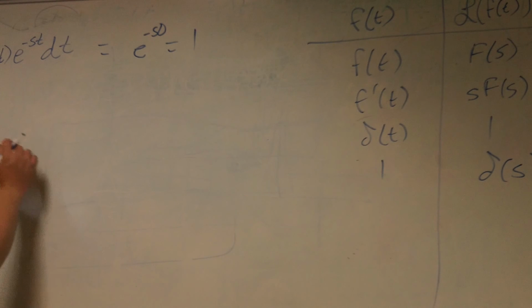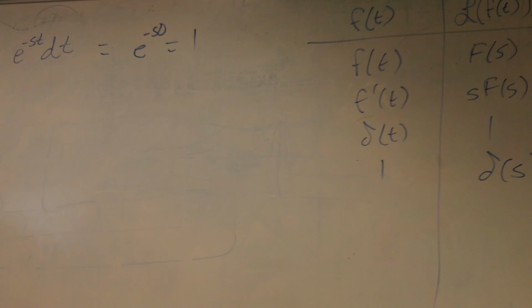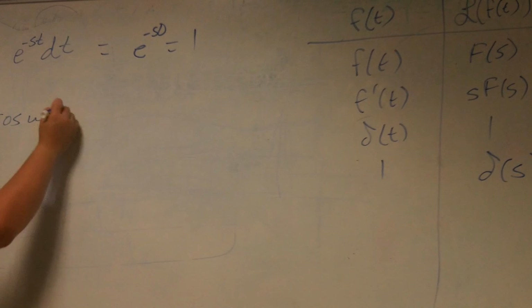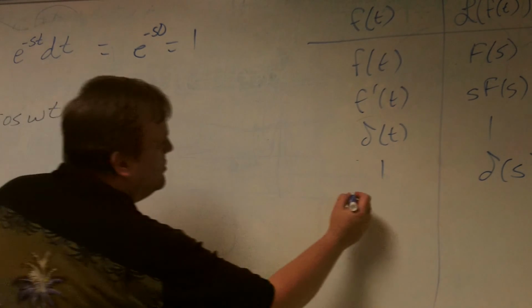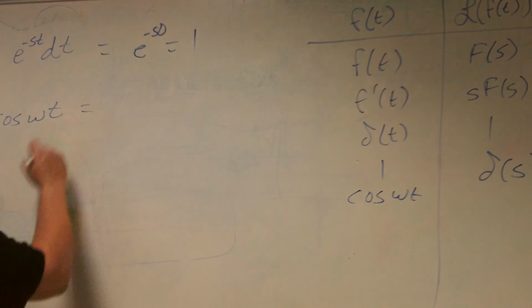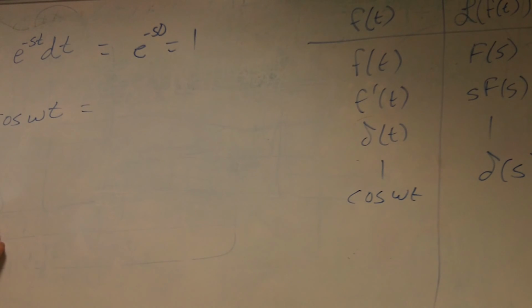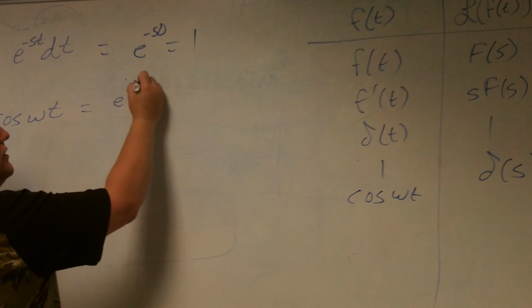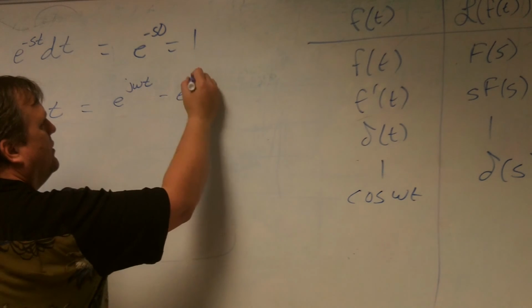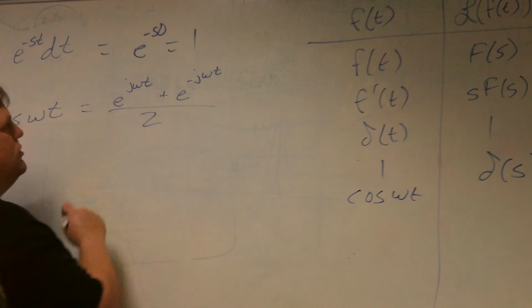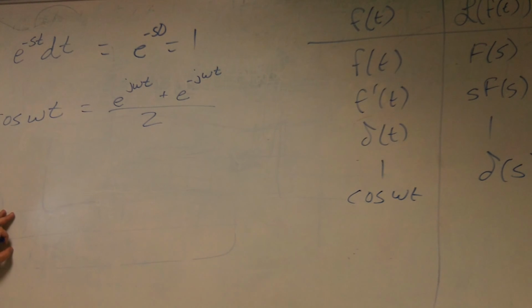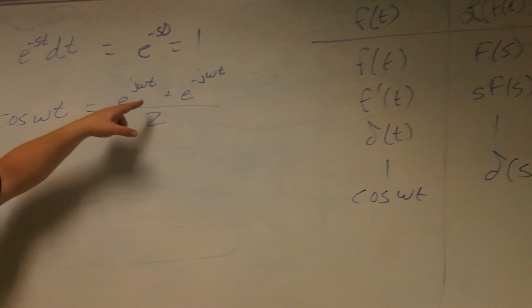Let's do real quick: what happens if I have sines or cosines? Let's say cosine of omega t. Fair? Okay. Cosine of omega t, anybody remember what that's equal to? It'll be minus for the sine. We feel good with that? Well, now all I have to do is stick this in here. And this is a lot nicer.